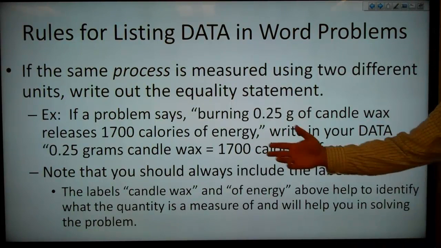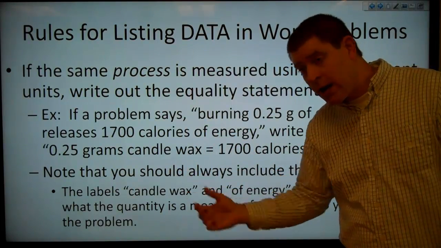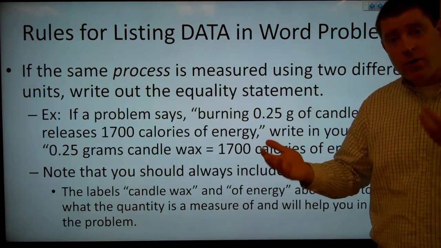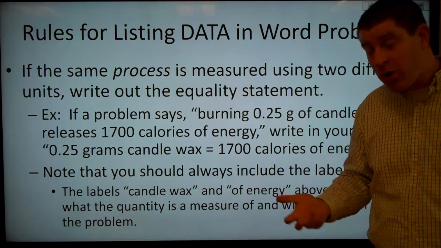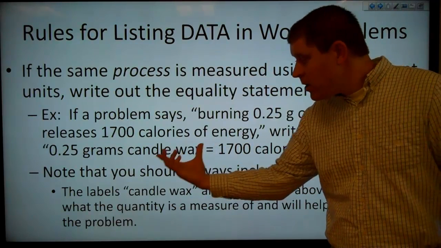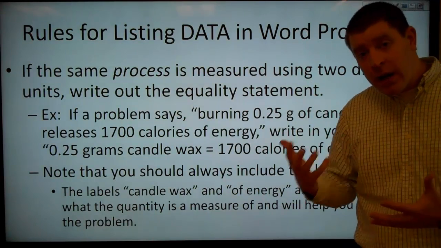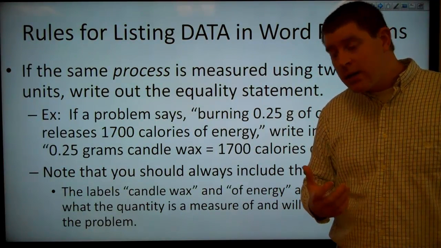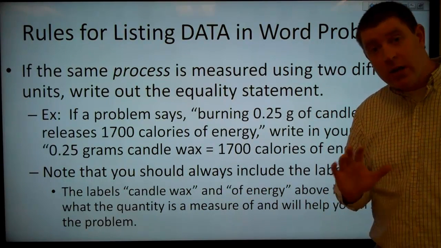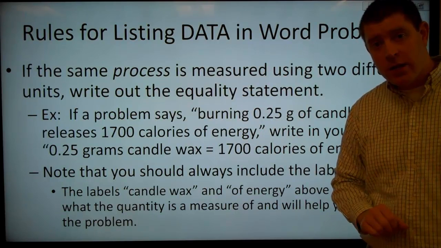For example, if you burn more than one type of substance, say candle wax and gasoline, and you're trying to figure out which one has a greater energy density, so energy per mass, you want to keep those labels in your problem. As you get more advanced and more comfortable using this system, you may decide to drop some of these labels, but initially you should keep them in there to keep track of what exactly it is that you're doing.